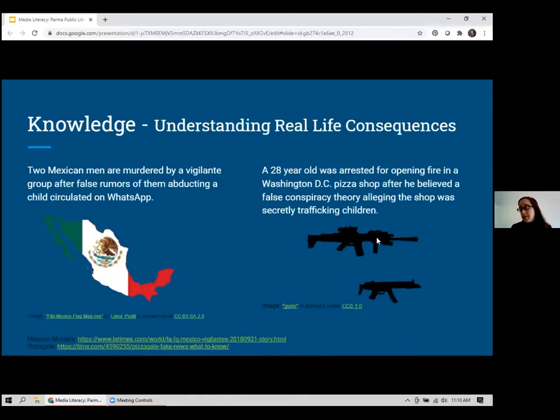So quickly, real life consequences to misinformation. We saw on Wednesday some real life consequences to misinformation of what happened at the Capitol. I didn't put that in the presentation, but that's certainly noteworthy. Some other things that have happened in the past, in Mexico, there were actually 2 men who were murdered because someone made a rumor that they had abducted some children using WhatsApp. And so that's a real life consequence. Someone actually died. And then the other one is the Pizzagate scandal, where there was a shooting in a Washington, D.C. pizza shop because someone believed that there was a children trafficking ring going on there, which was misinformation, untrue, but it had real life consequences.